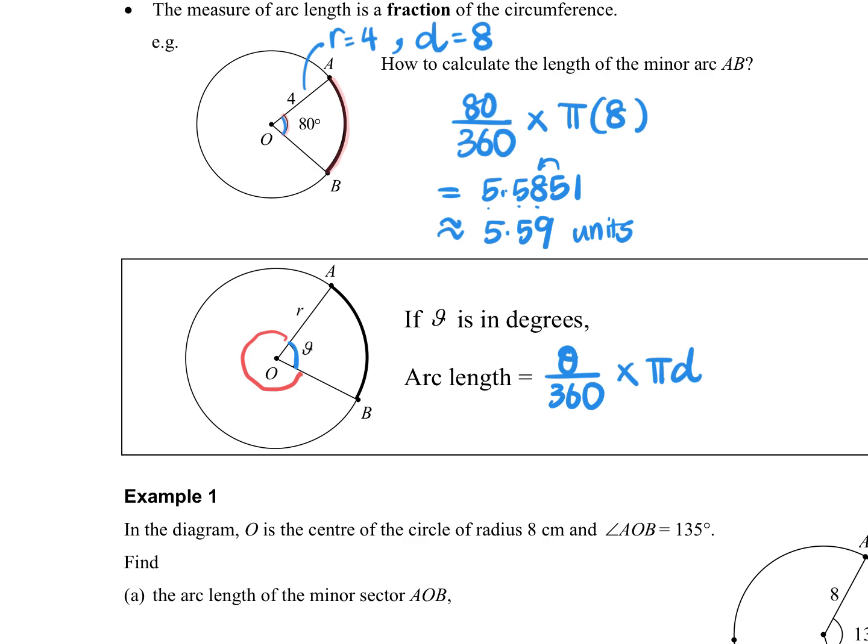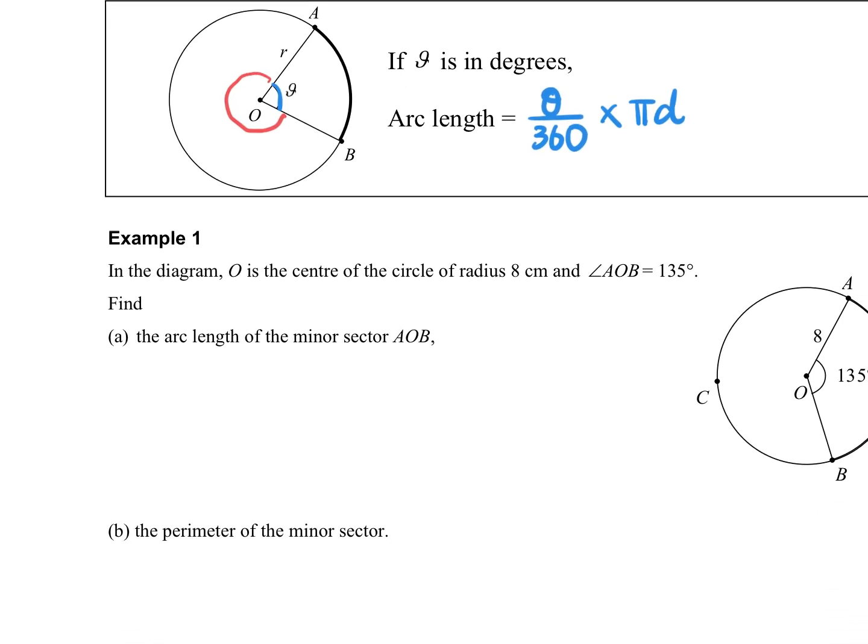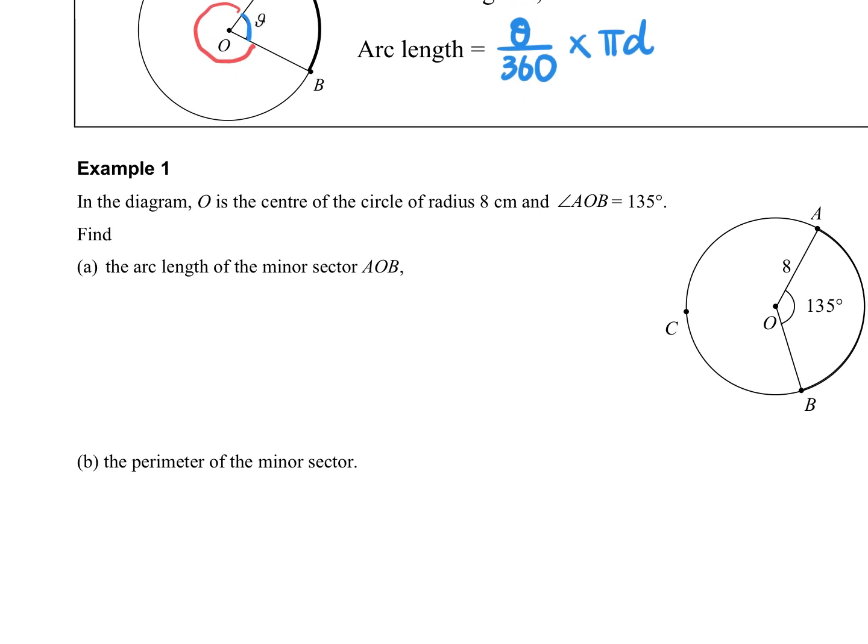Okay, if that's the case, let's do one example. First example, inside this diagram, O is the center of the circle, radius is 8 cm, angle is 135. So the angle over here is 135. They want to find the arc length of the minor sector. The minor sector is this whole portion over here, but I only want this arc length portion.